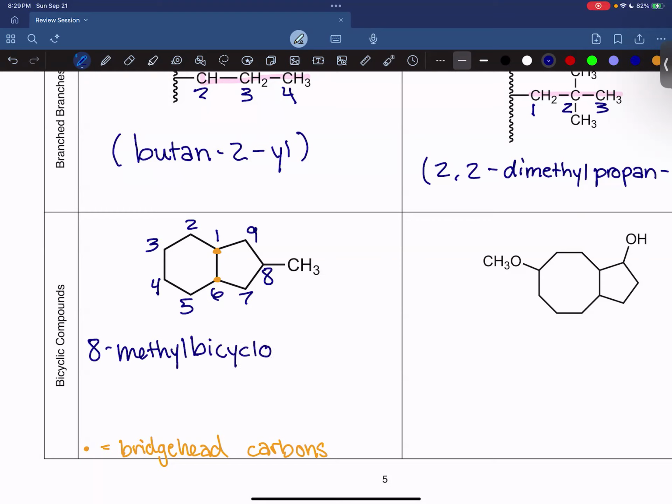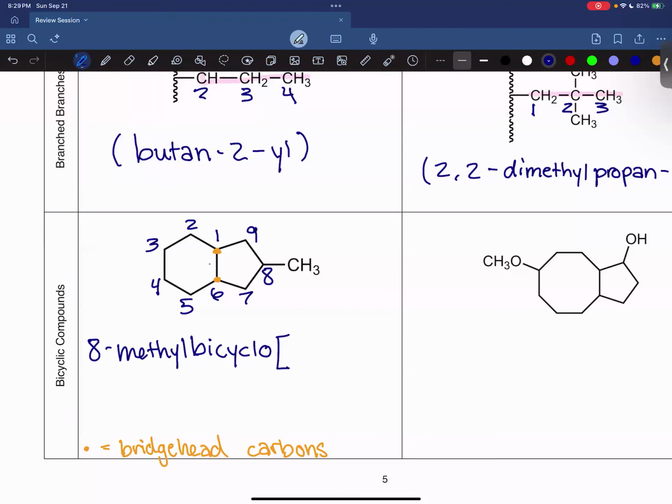And then we do a bracket. We're going to write 3 numbers in this bracket, and they're going to be separated by periods. The first number is going to be the number of carbons on the larger ring. The second number is going to be the number of carbons on the smaller ring. And then the third number is going to be the number of carbons between the rings.